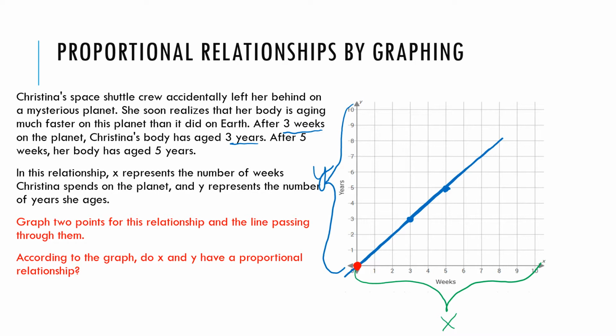Now remember, it can't have just one of those. It has to have both. It has to be a straight line and pass through the origin, which this graph does. So according to this graph, X and Y do have a proportional relationship.